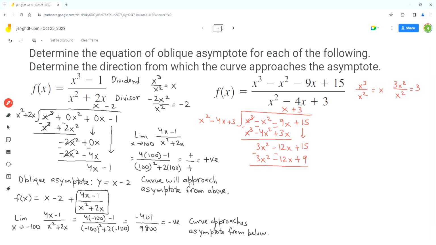Now we can subtract the terms. So the 3x squares get cancelled out. Now in this case, the negative 12x and the negative 12x also get cancelled out because we are subtracting them. And 15 minus 9 is 6. So that's the remainder of this long division. So in this case, the equation of the oblique asymptote is y equals x plus 3.